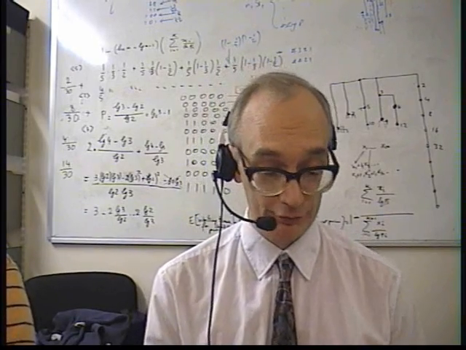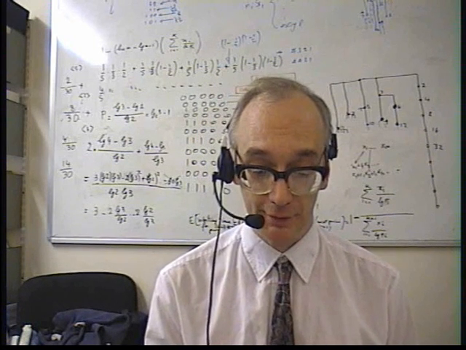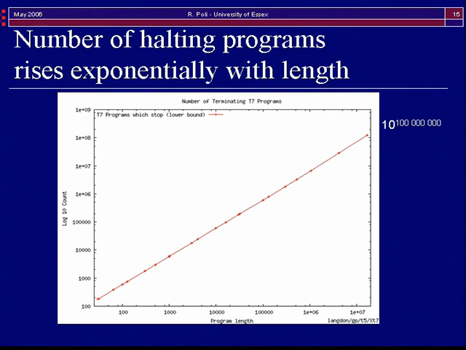The next slide shows that perhaps we shouldn't be too downcast about this, because although the number of programs that halt as a fraction is going towards 0, of course the number of programs in total is increasing exponentially fast. And what I've plotted here is the total number of halting programs versus their length. You can see that it rises exponentially, and in particular, if we take the largest programs we're worried about, so 16 million odd, then the number of halting programs is 10 to the 100 million, which is a truly ridiculous number.